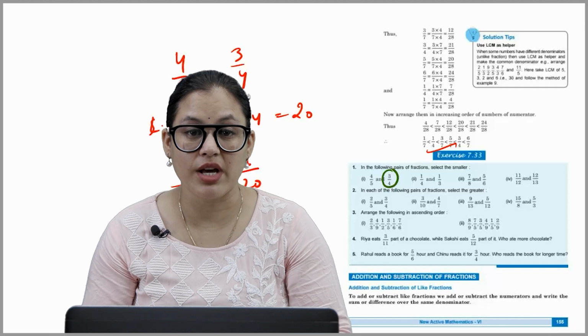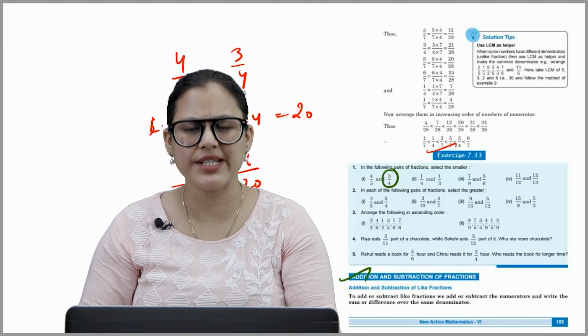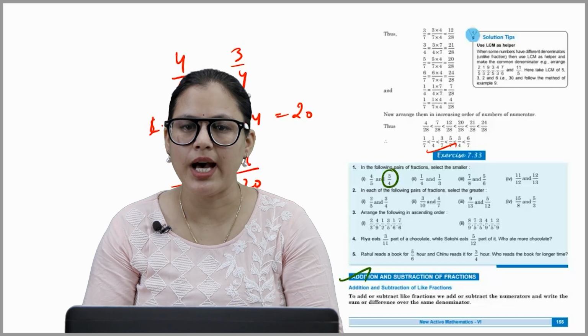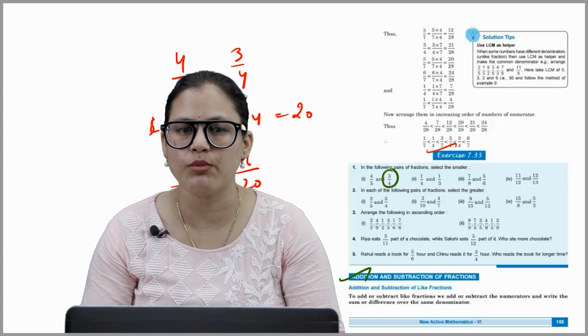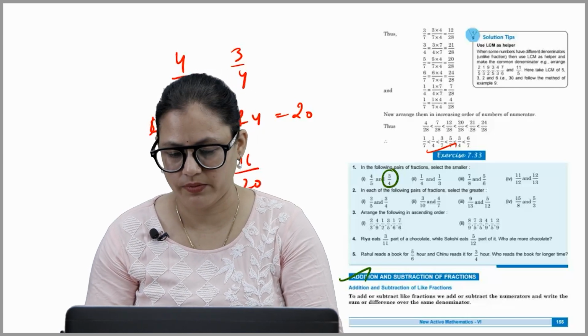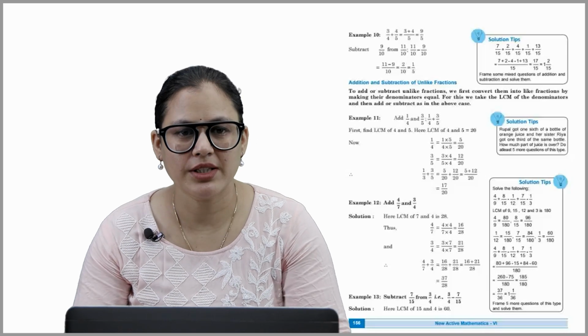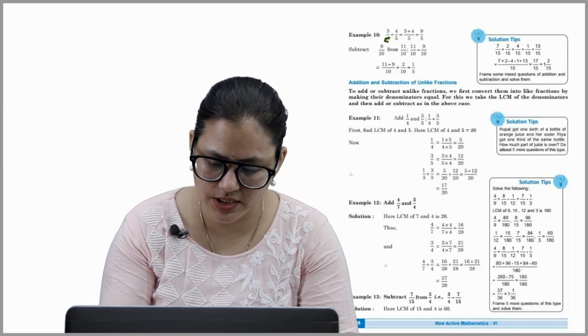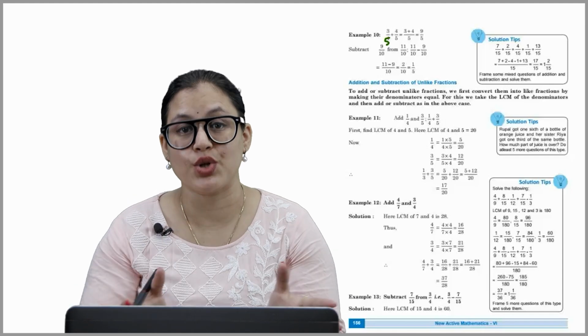Next, addition and subtraction of fractions. Addition and subtraction of like fractions. To add or subtract like fractions, we add or subtract the numerators and write the sum or difference over the same denominator. Let's do the example. 3 by 5 plus 4 by 5. This is 5, not 4, because here we are talking about the addition of like fractions.